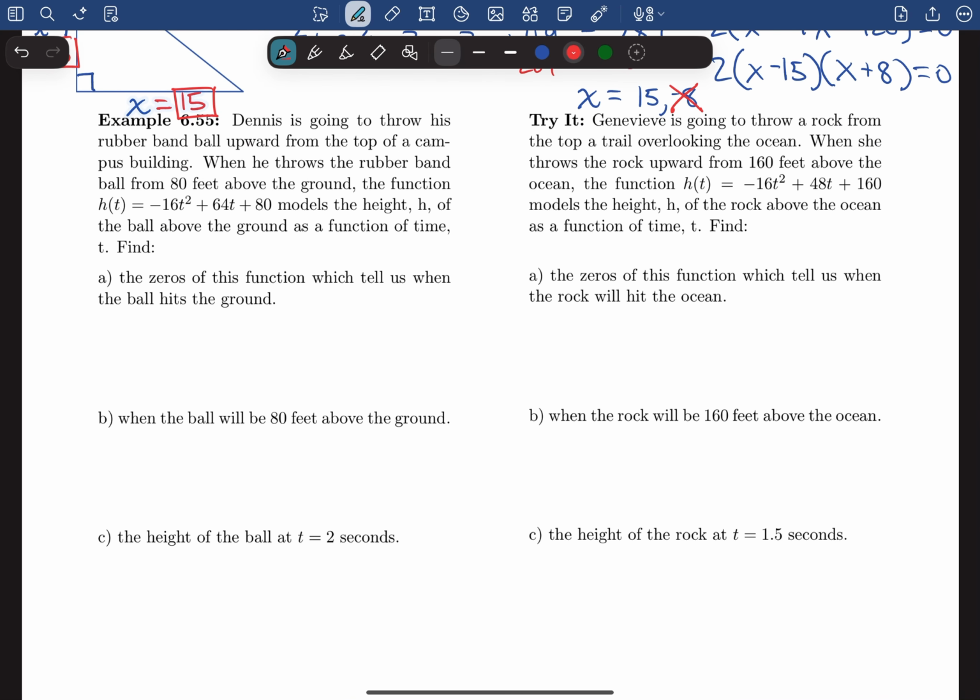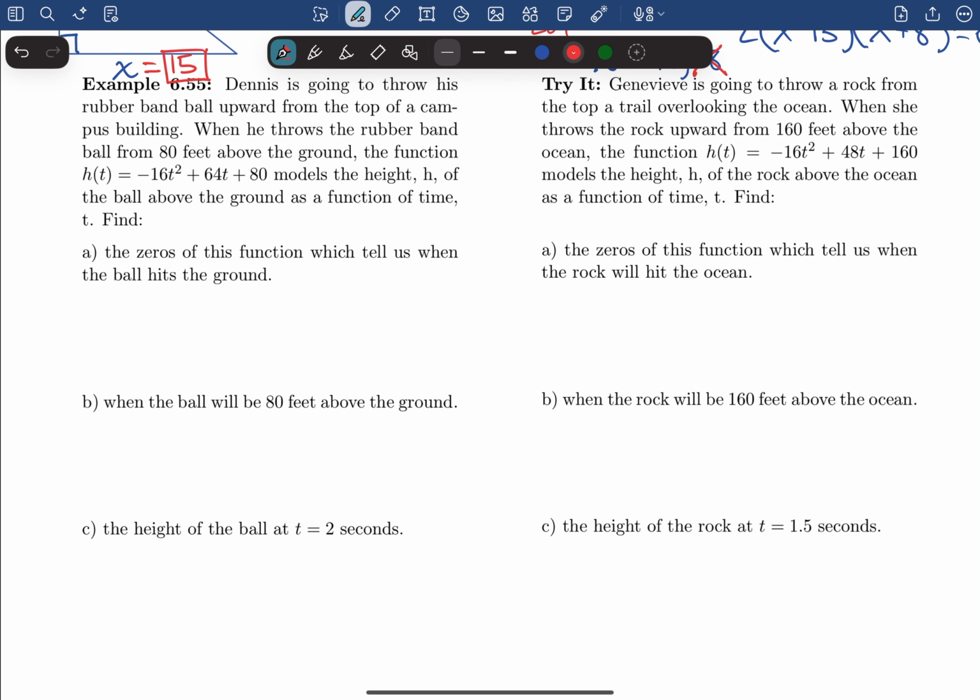And to finish off our lesson, we have one last example. Dennis is going to throw his rubber band ball upward from the top of a campus building. When he throws the rubber band ball from 80 feet above the ground, the function h of t equals negative 16t squared plus 64t plus 80 models the height h of the ball above the ground as a function of time t. Find a, the zeros of this function, which tell us when the ball hits the ground.